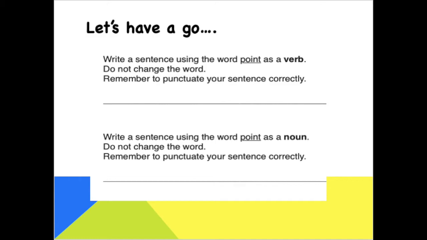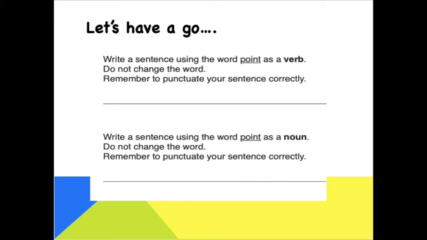This is another popular question that appears on the punctuation and grammar tests. It chooses a word. In this case, it's point. And you have to write a sentence, firstly, where point is used as a verb, and secondly, where the word point is used as a noun. So both sentences use the word point, but the way you use the word is different.